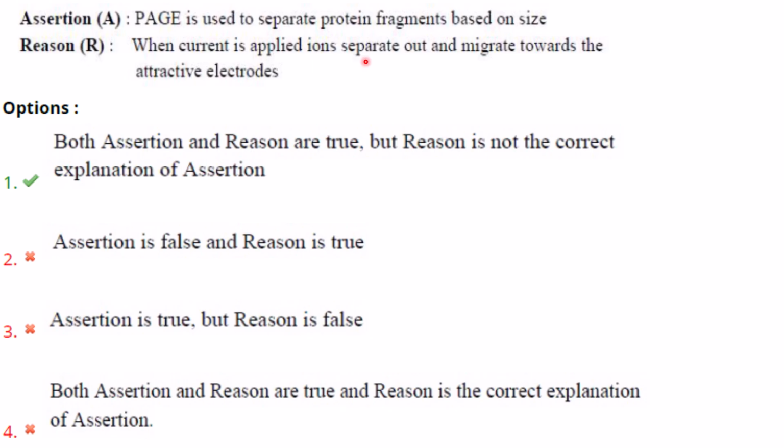When current is applied, ions separate out and migrate towards the attractive electrode. That statement is true, but it doesn't explain the reason why the PAGE is separating protein based on size. It is a general statement for any electrophoresis. When current is applied, ions will separate and migrate to the opposite electrodes. That is correct for the electrophoresis technique, but not why PAGE separates protein fragments based on size. So here both assertion and reason are true, but the reason is not the correct explanation of the assertion.